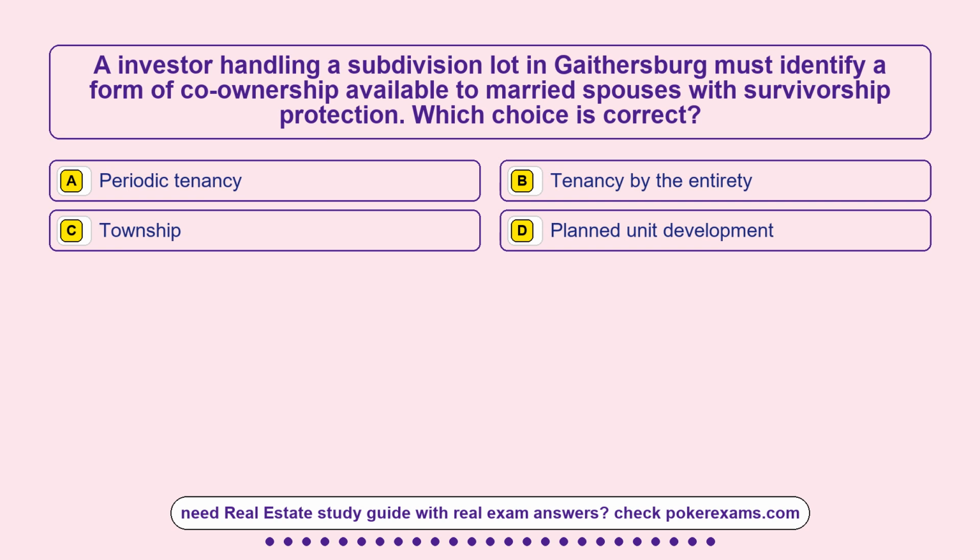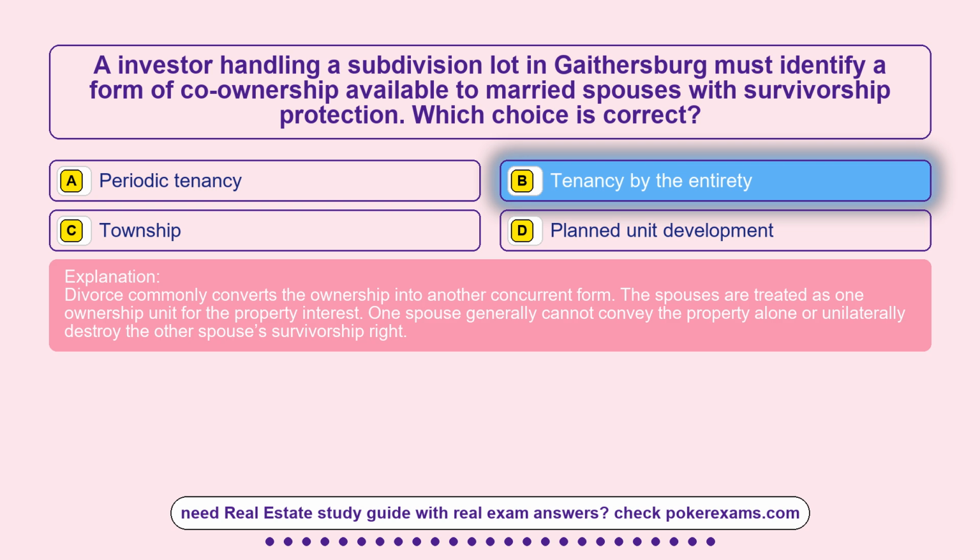Question 12. An investor handling a subdivision lot in Gaithersburg must identify a form of co-ownership available to married spouses with survivorship protection. Which choice is correct? Option A, periodic tenancy. Option B, tenancy by the entirety. Option C, township. Option D, planned unit development. The correct answer is option B, tenancy by the entirety.